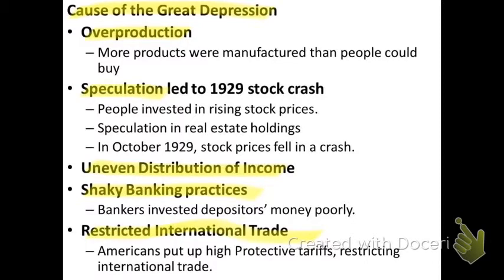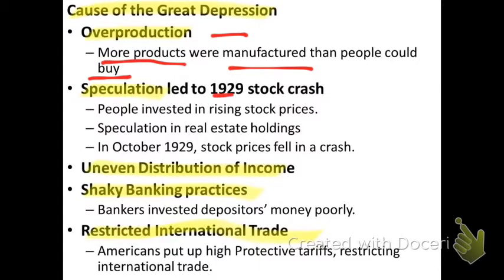In overproduction, we're looking at more products being manufactured than people could buy. You are overproducing. There is a surplus. Supply and demand always holds true. When supply goes up, all things being equal, prices fall. If supply goes up and demand increases as well, okay, it's not a problem. But when supply goes up and demand does not, you have overproduction, you have a surplus, prices will fall.